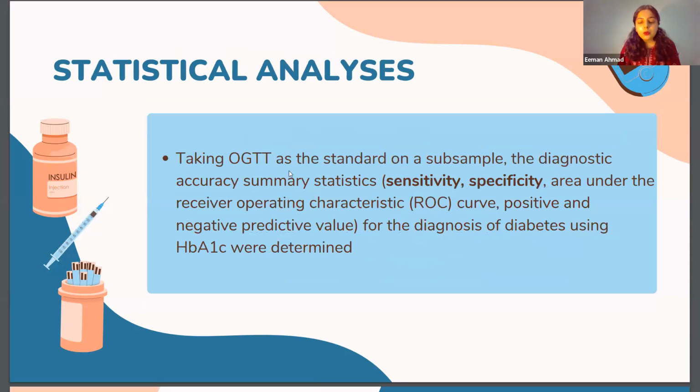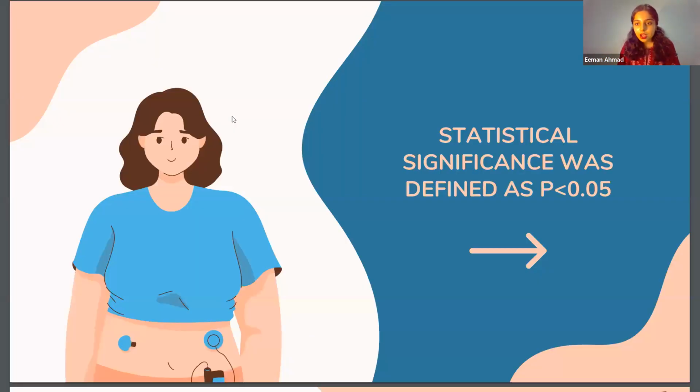And we also had a subsample as well, right? So the OGTT test that we're not actually conducting, but the authors did select a subsample of participants to conduct that particular test on, okay? So with that we also checked whether HbA1c was specific or sensitive, and that was compared to the OGTT test. Statistical significance was defined as p less than 0.05.